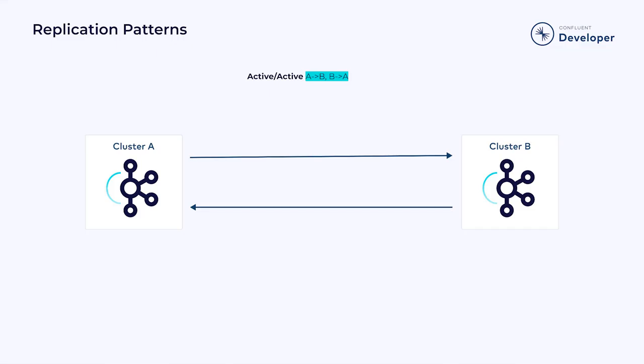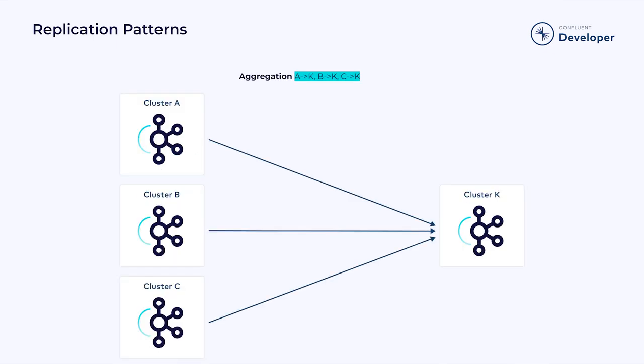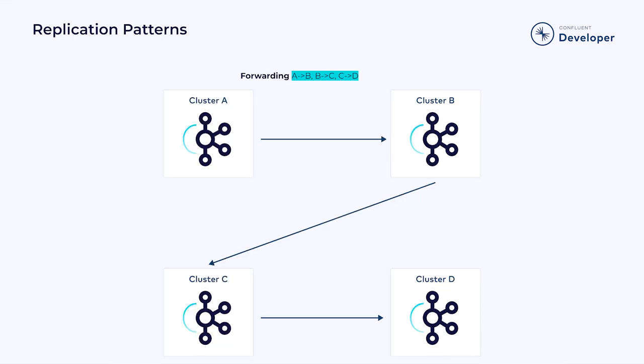Active-active, or high availability deployment, is where cluster A replicates to cluster B, and cluster B replicates to cluster A. Active-passive, or active standby, is where cluster A replicates to cluster B, and B serves as a passive or standby cluster, often used in disaster recovery and high availability scenarios. Aggregation, or many-to-one, is where you have one cluster that is aggregating data from multiple clusters, represented here by cluster K. Fan-out, or one-to-many, is where one cluster is replicated to multiple other clusters. And forwarding is where cluster A replicates to B, B to C, and C to D.